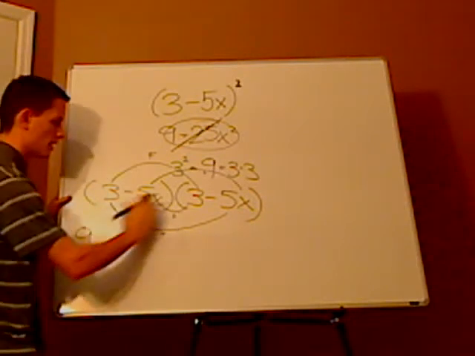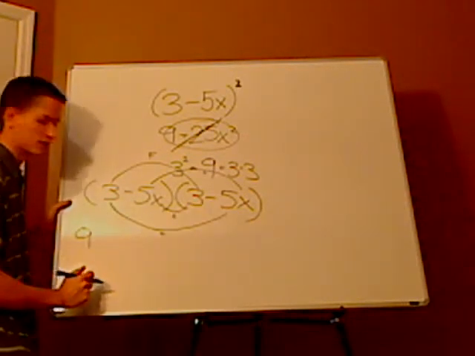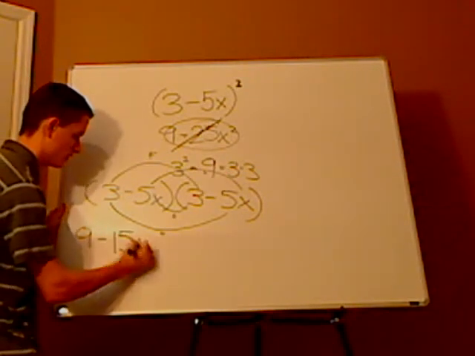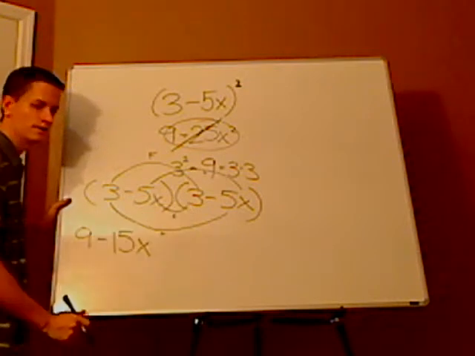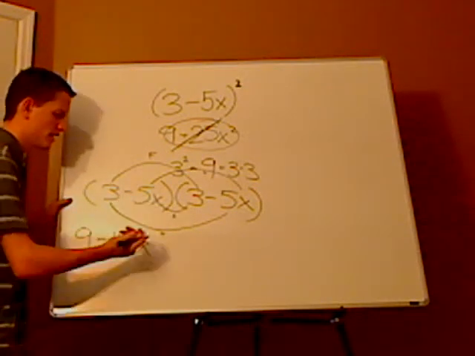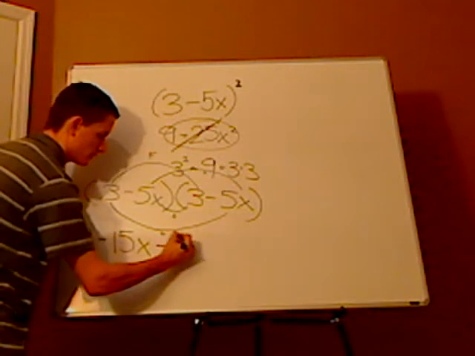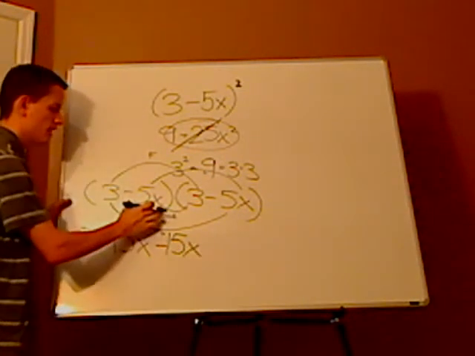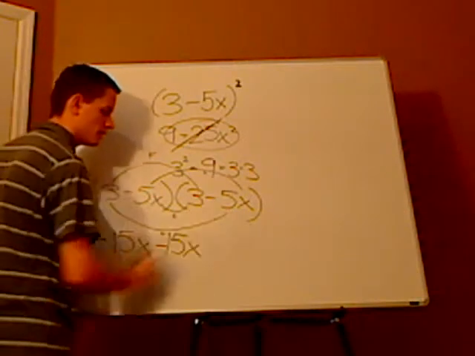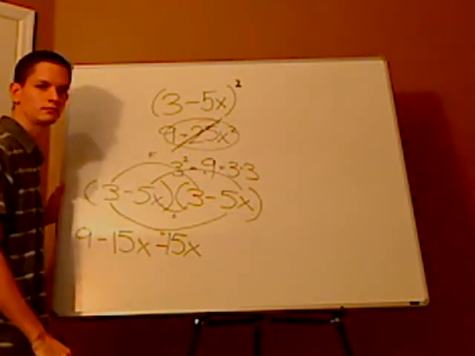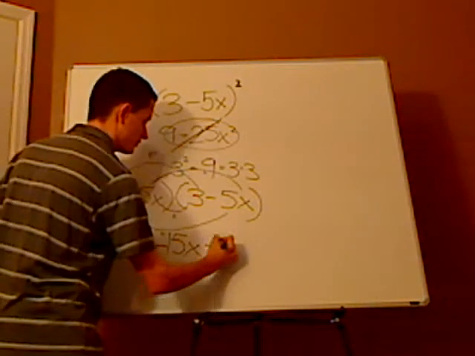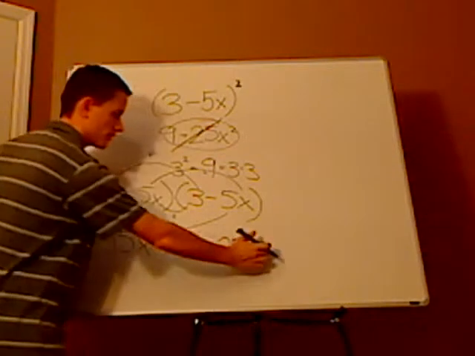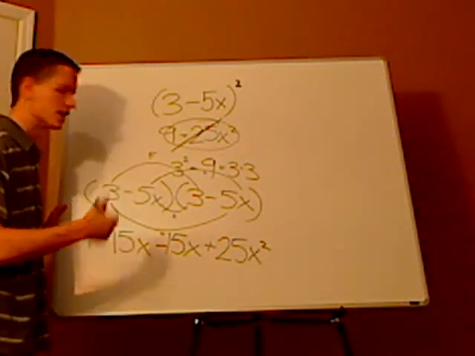Then you have 3 times this negative 5x. What's that? Yeah, it's negative 15x. Then you do your inner. What's your inner? Yeah, it's the same thing. Minus 15x. And then you have negative 5x times the negative 5x. That's going to give you what? Yeah, plus 25x squared. And don't forget to square that x, because it's x times x.